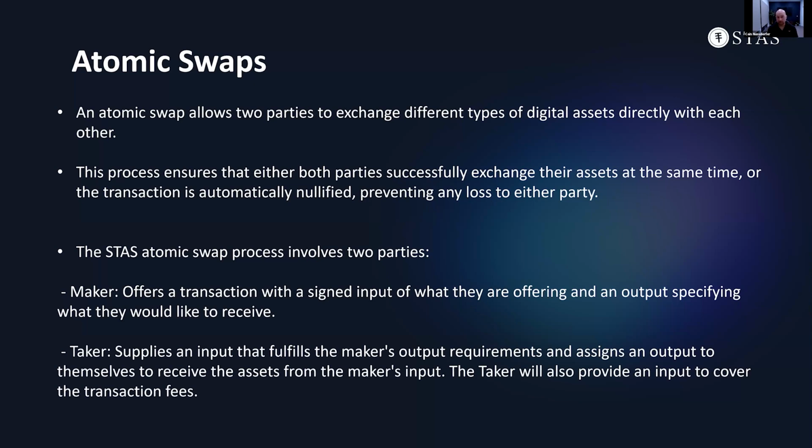The next thing the taker would do, now that the output has been covered, is assign the input from the maker to themselves as another output. So that means now you have both parties with exactly what they require for the atomic swap. The other thing is the taker would also have to provide the input for the transaction fee. So they would also add that extra input, but it doesn't have to actually come from the taker.